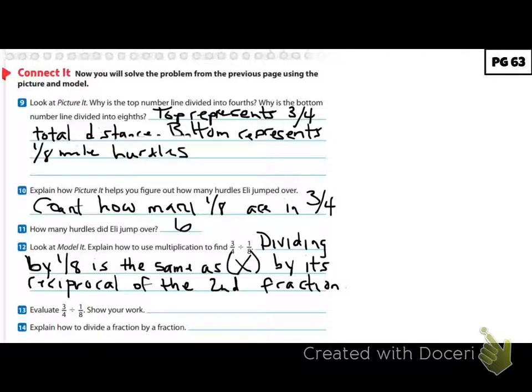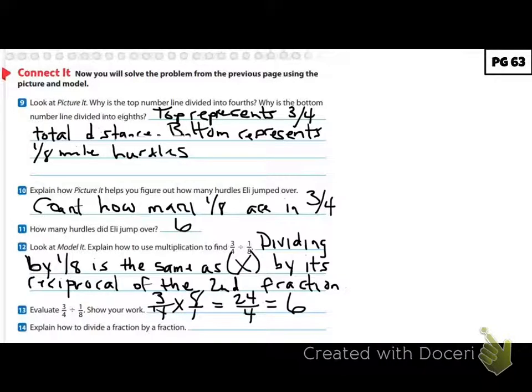13, evaluate, so basically just solve. So 3/4 times 8/1 is 24/4, which 24 divided by 4 is 6.